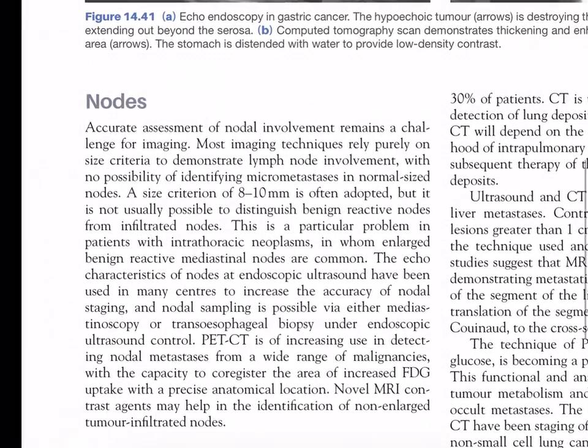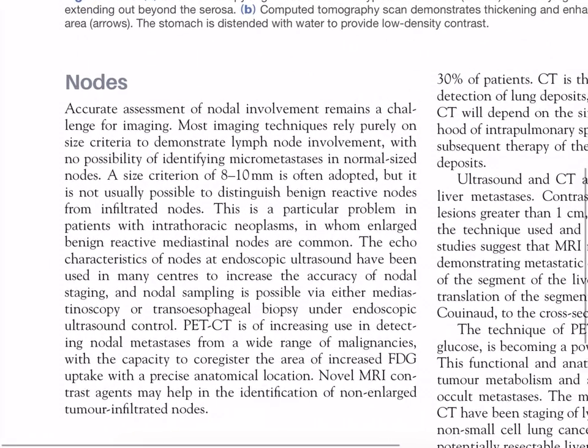Nodes. Accurate assessment of nodal involvement remains a challenge for imaging. Most imaging techniques rely purely on size criteria to demonstrate lymph node involvement, with no possibility of identifying macrometastasis in normal sized nodes. A size criterion of 8 to 10 mm is often adopted, but it is not usually possible to distinguish benign reactive nodes from infiltrative nodes. This is a particular problem in patients with intrathoracic neoplasms, in whom enlarged benign reactive mediastinal nodes are common.